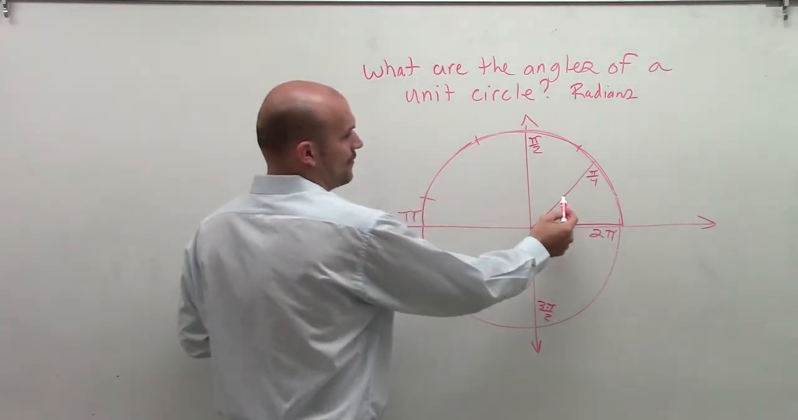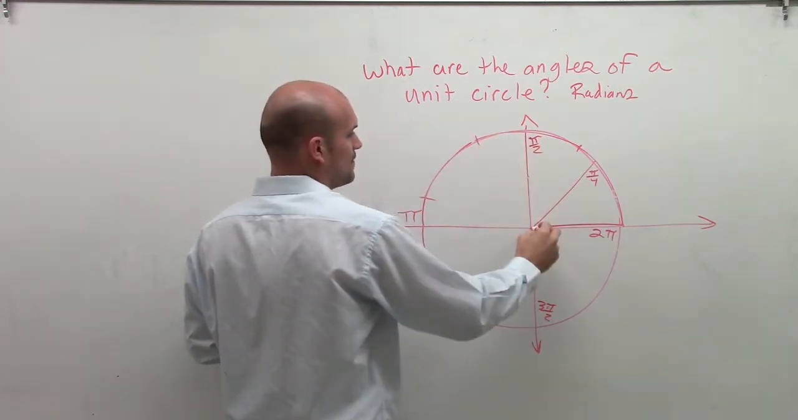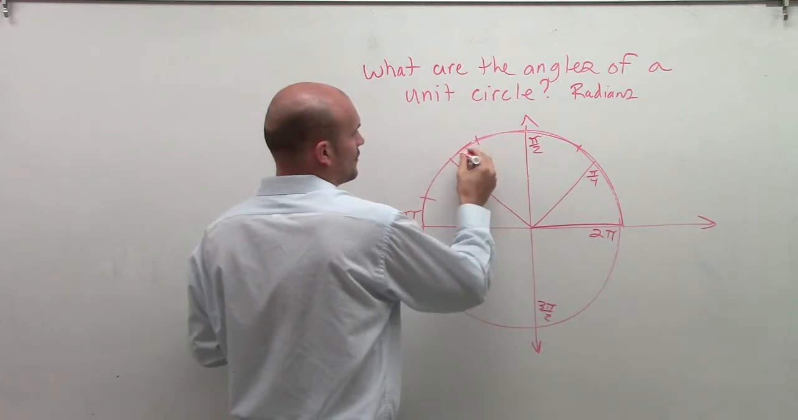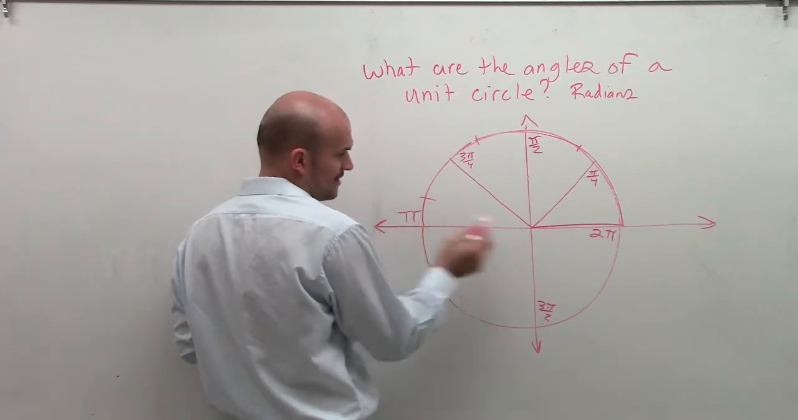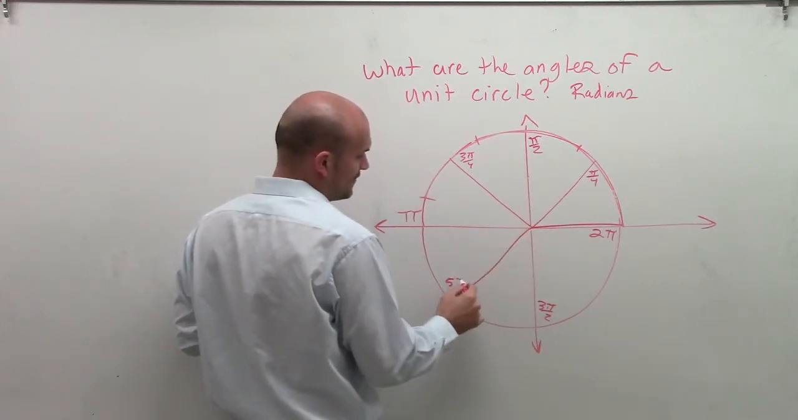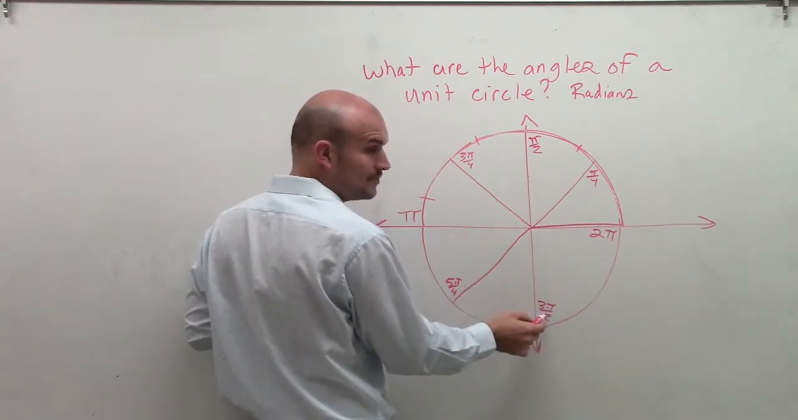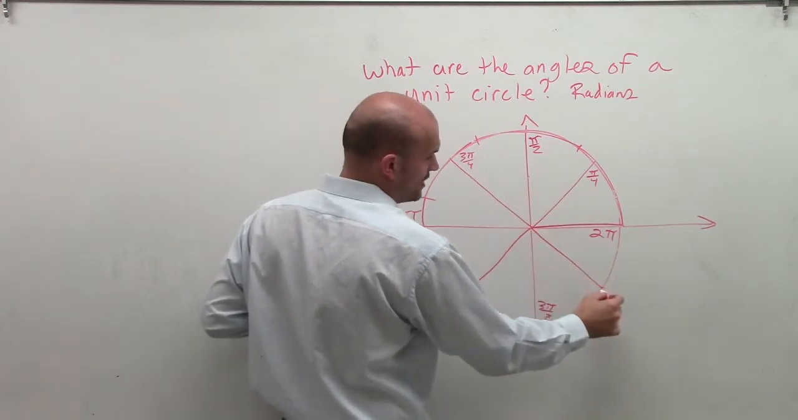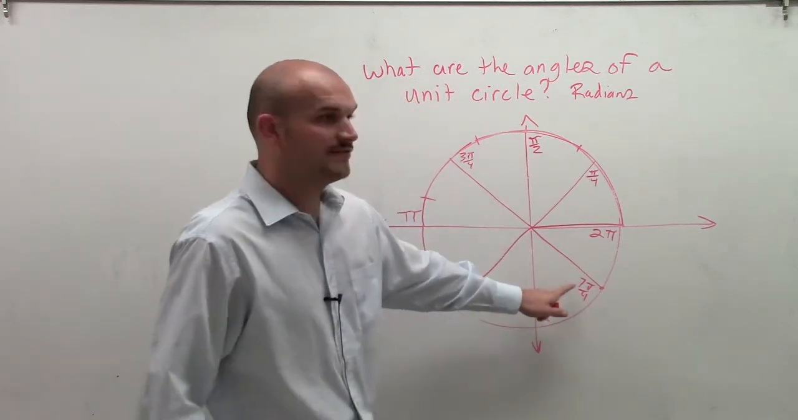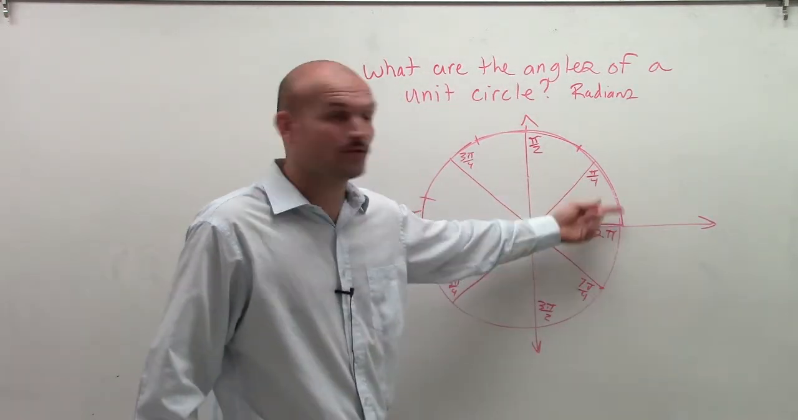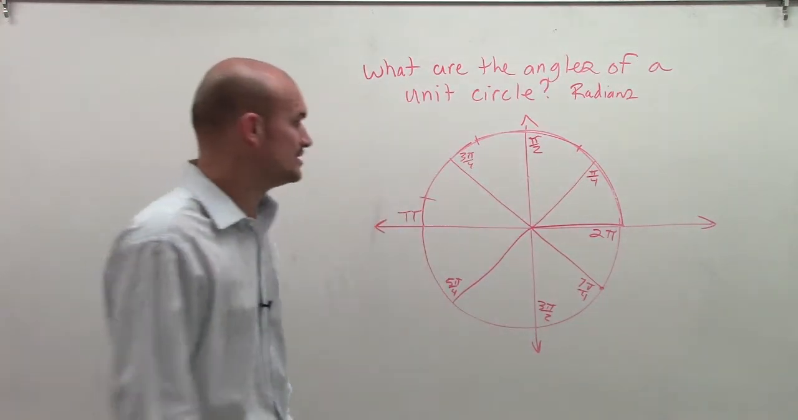So to find the rest of my angles, I'm just going to add 1/4 at each turn. I have pi over 4 plus pi over 4 is 2 pi over 4, which is pi halves, plus another pi over 4, which is 3 pi over 4. Add another 1/4, you get 4 pi over 4, which is pi. Add another pi over 4, you get 5 pi over 4. Add another, you get 6 pi over 4, which reduces down to 3 pi halves. Add another pi over 4, and we have 7 pi over 4. Add another pi over 4, and we are left with 8 pi over 4, which reduces down to 2 pi.